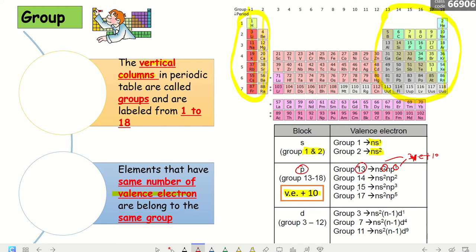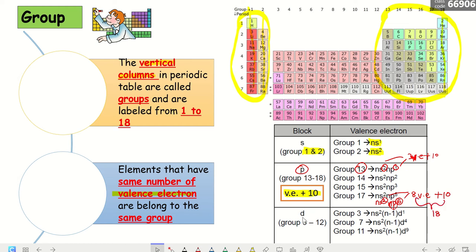We can continue until group 18. Group 18, the noble gases, have the stable octet configuration ns2 np6. So the valence electrons are 2 plus 6, which is 8 valence electrons. But then, in order to determine the group for the p block, we need to add 10. So therefore it is group 18.